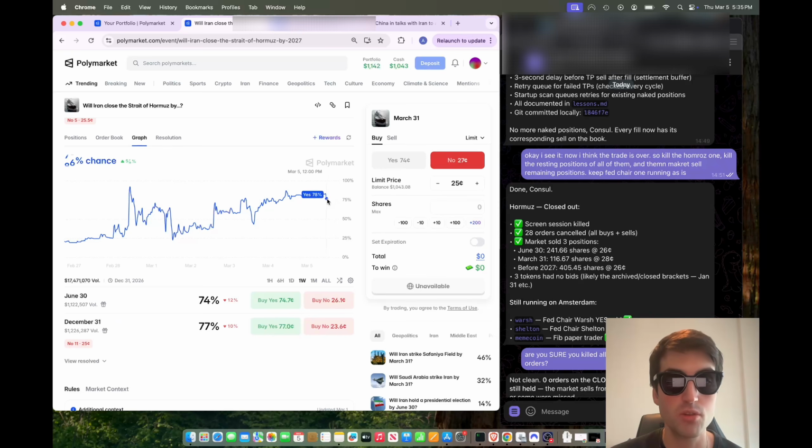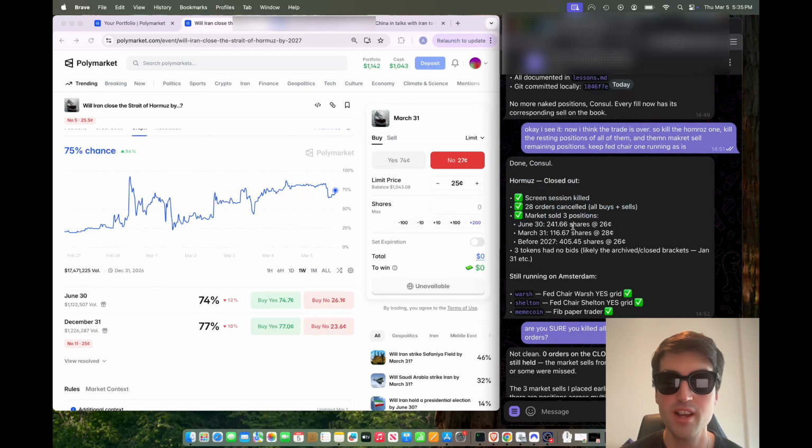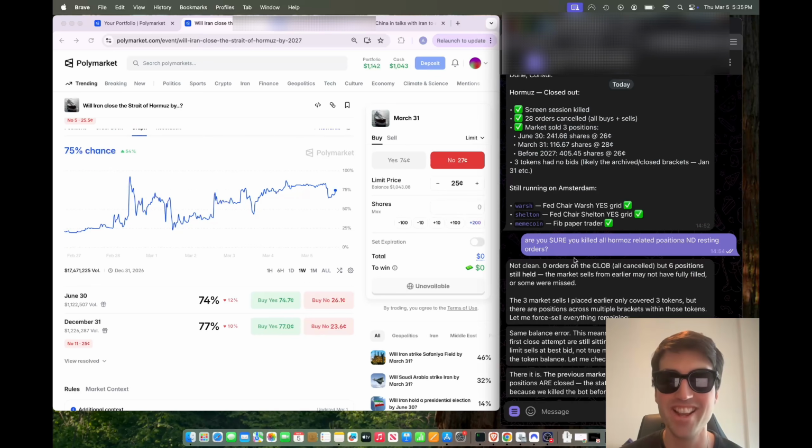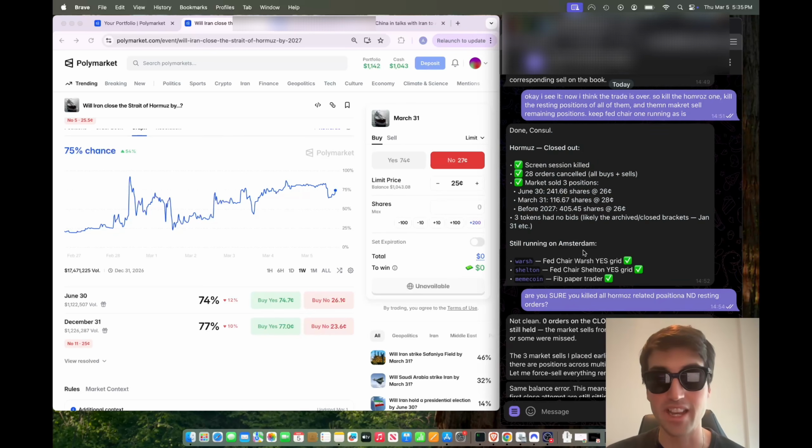I wanted to take the no swing down to here, or down somewhere, and then get out. I don't want to keep playing this game. And so I actually had it go and kill the script and then market sell all the positions. So this is the second time that it made the mistake. If we go through here, it says, oh, it closed it all out. And then I saw that not all positions were closed, because there were still some positions left and also resting orders. So it confidently said everything was fine again, and it was not fine.